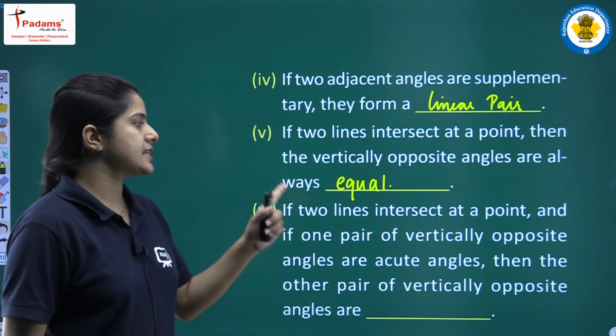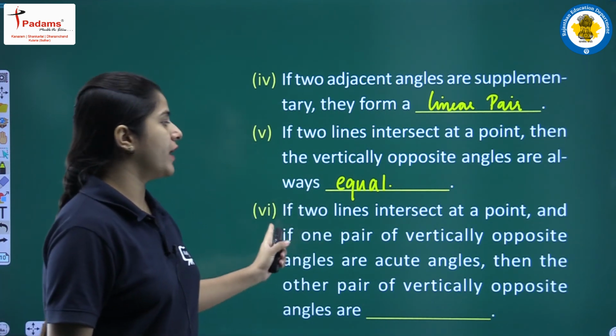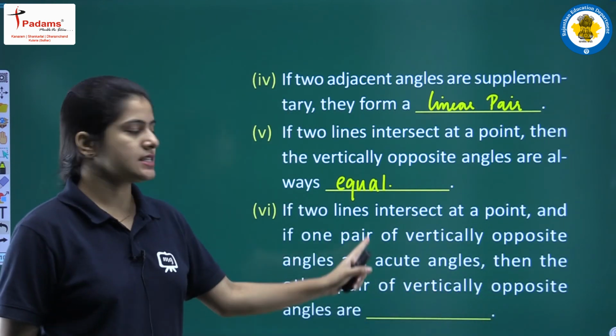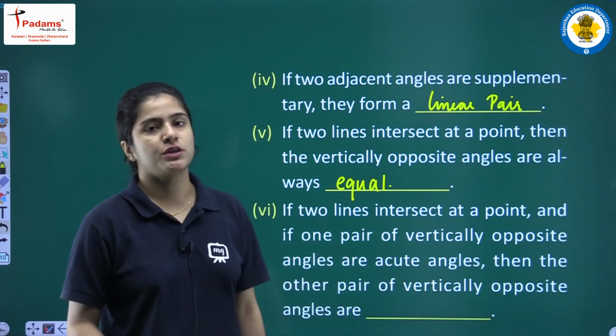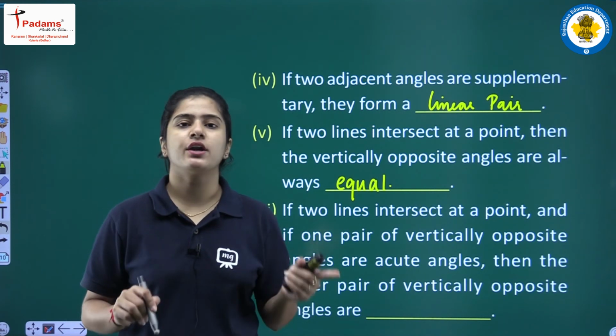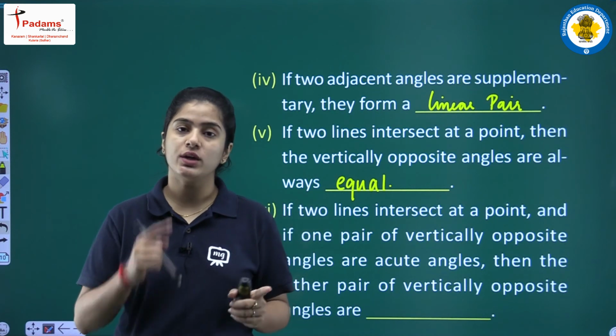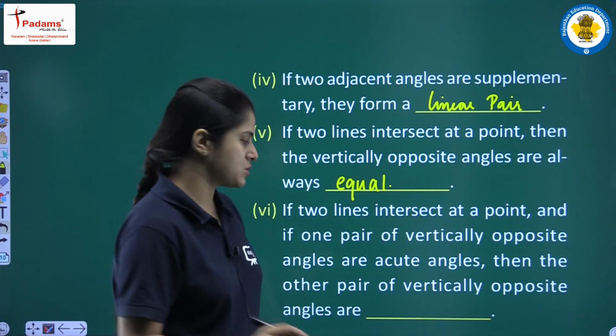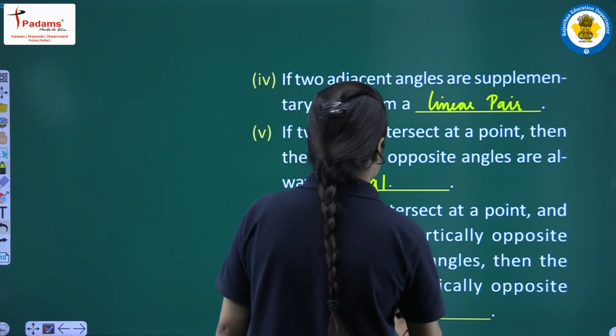If two lines intersect at a point and if one pair of vertically opposite angles are acute angles, then the other pair of vertically opposite angles are obtuse, students. If one pair of vertically opposite angles is acute, then the other pair is always obtuse, okay students. So it is obtuse.